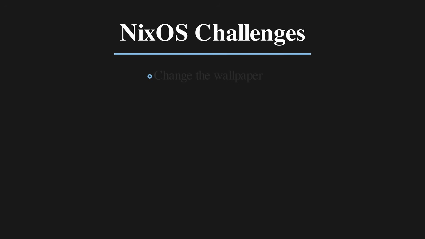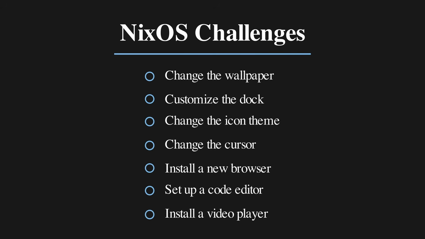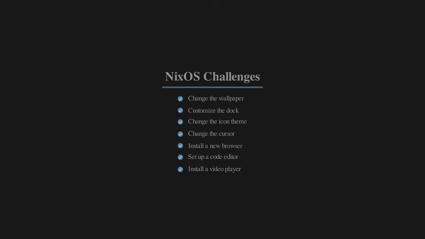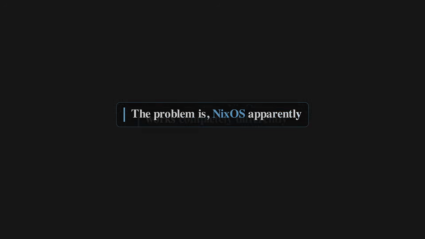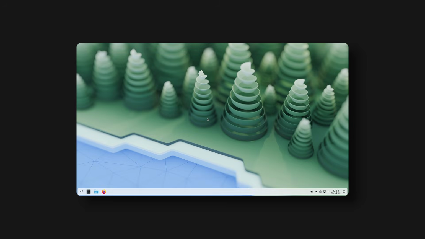I'm giving myself 6 challenges, the stuff I'd normally do without thinking on Windows: change the wallpaper, customize the dock, change the icon theme, change the cursor, install a new browser, set up a code editor, and install a video player. The goal is simple: get through all 6. The problem is, NixOS apparently works completely differently from the distros I've tried before, so this could go smoothly or I could be stuck on challenge 1.